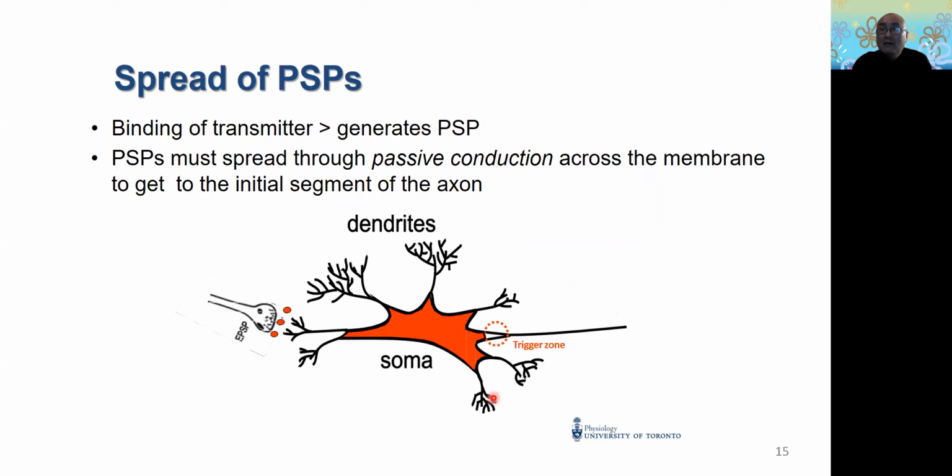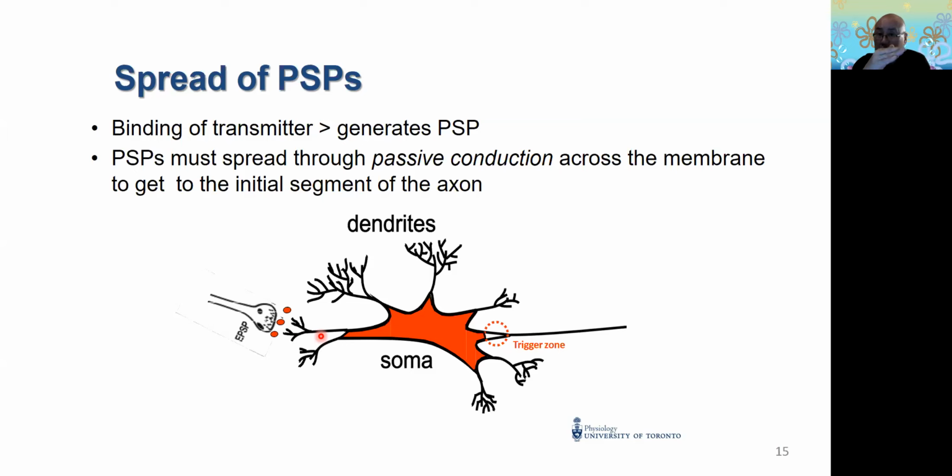It all begins after the binding of a neurotransmitter, and hopefully will generate some kind of postsynaptic potential. And then it's going to spread. This postsynaptic potential is going to spread from the source, from where it has bound the receptor, through passive conduction, because there are no voltage-gated channels. It's not going to generate action potentials.